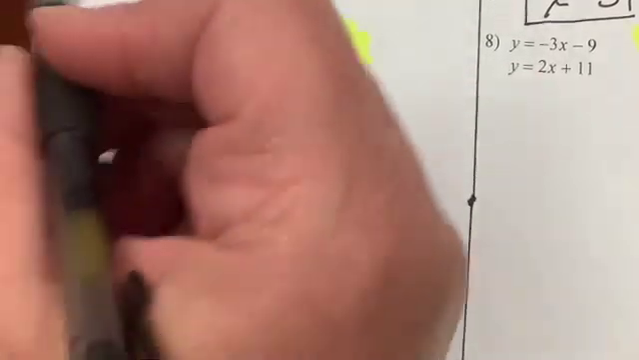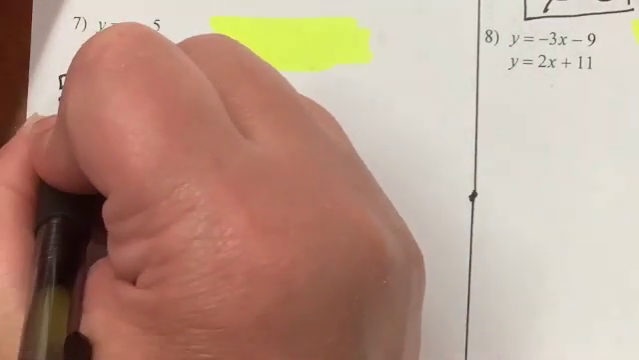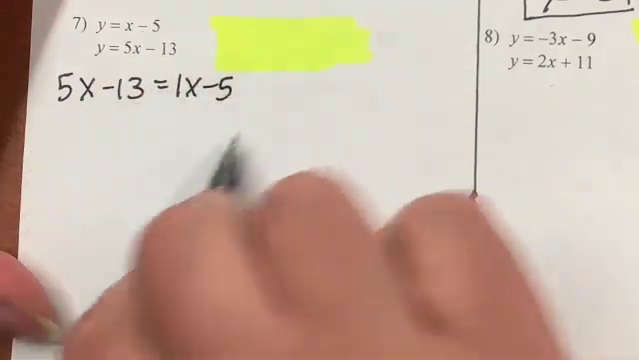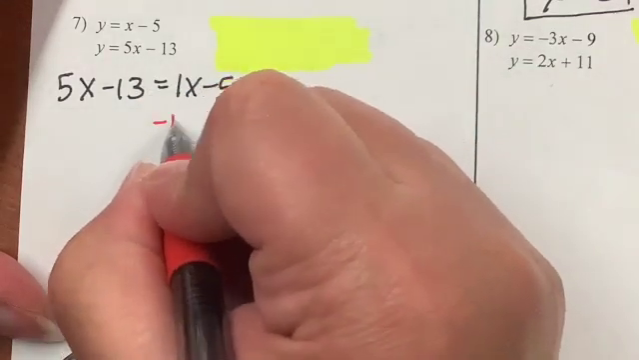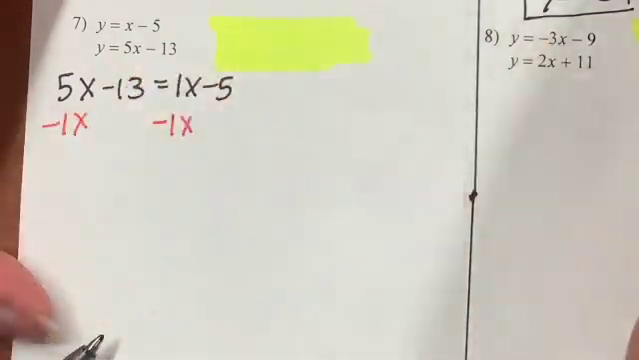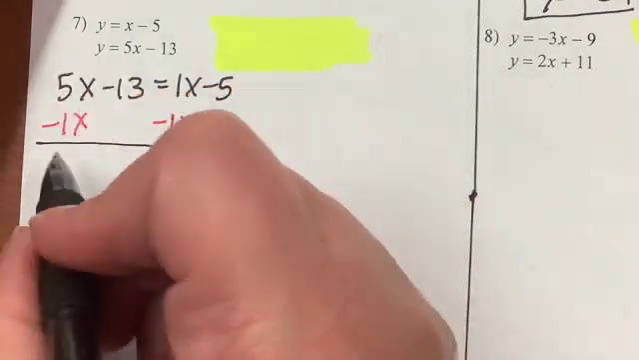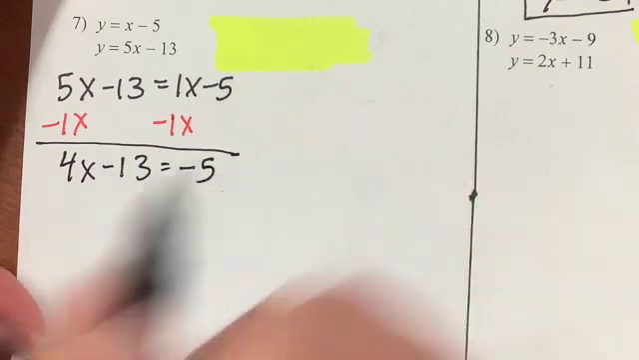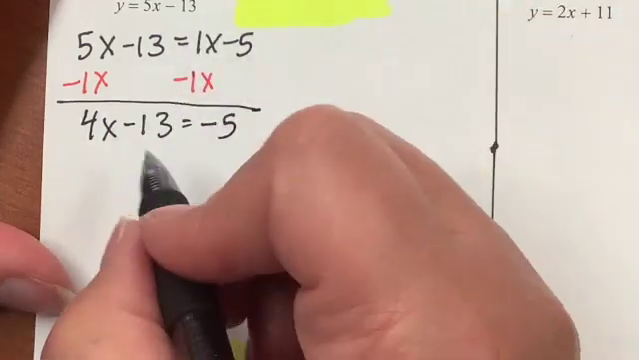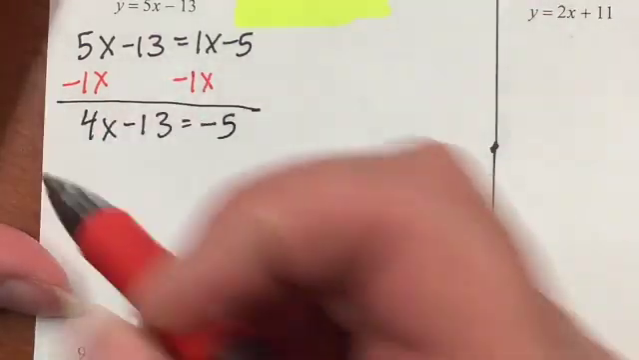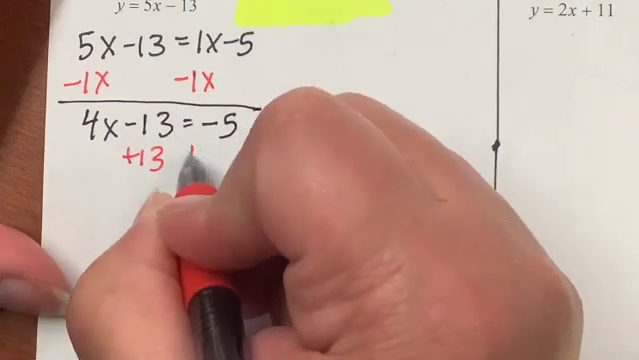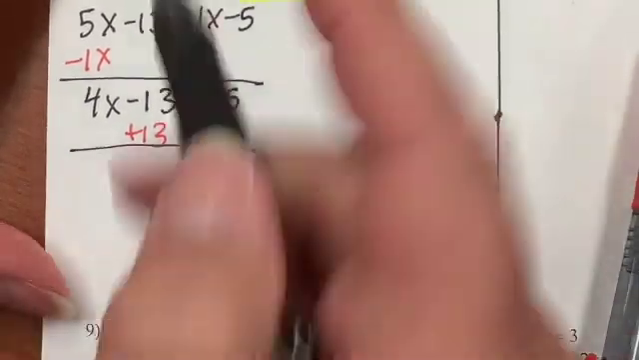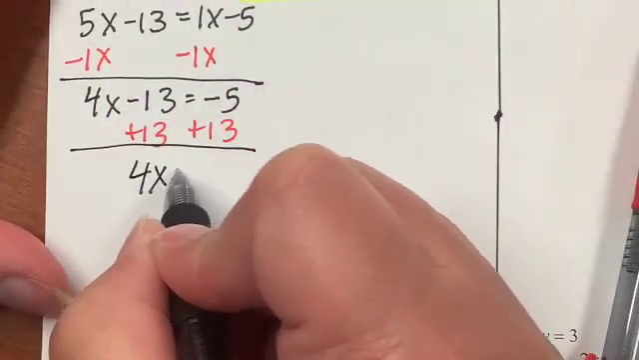5x is larger than 1x, so that goes on the left. 5x minus 13 equals 1x minus 5. I'm going to subtract 1x from both sides. I get 4x minus 13 equals negative 5. 1 minus 1 is 0. The opposite, you want to move all the numbers to one side, so add 13 to both sides. Negative 13, positive 13 is 0, so you bring down the 4x. Don't forget the equal sign.